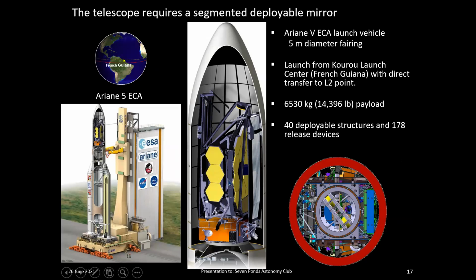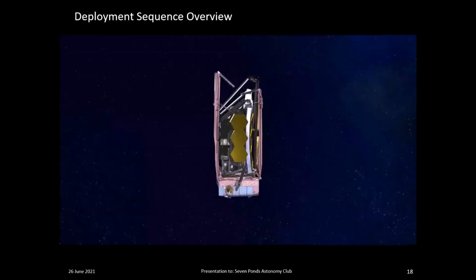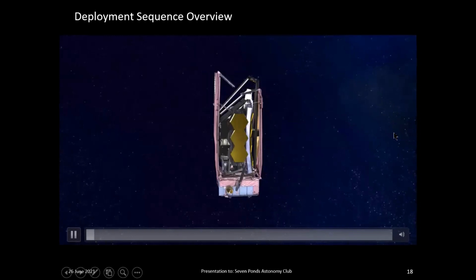In the next slide, I'll show you how the JWST unfolds from the fairing. And the origami that you will see involves 40 deployable structures and 178 release mechanisms, every single one of which must work perfectly for the JWST to be successful. And unlike Hubble, the astronauts can't go to the L2 point. So it's very, very important that everything work right the first time, because if it doesn't, there's no way for anyone to travel to the JWST to fix it. So let's take a look at how the unfolding occurs.